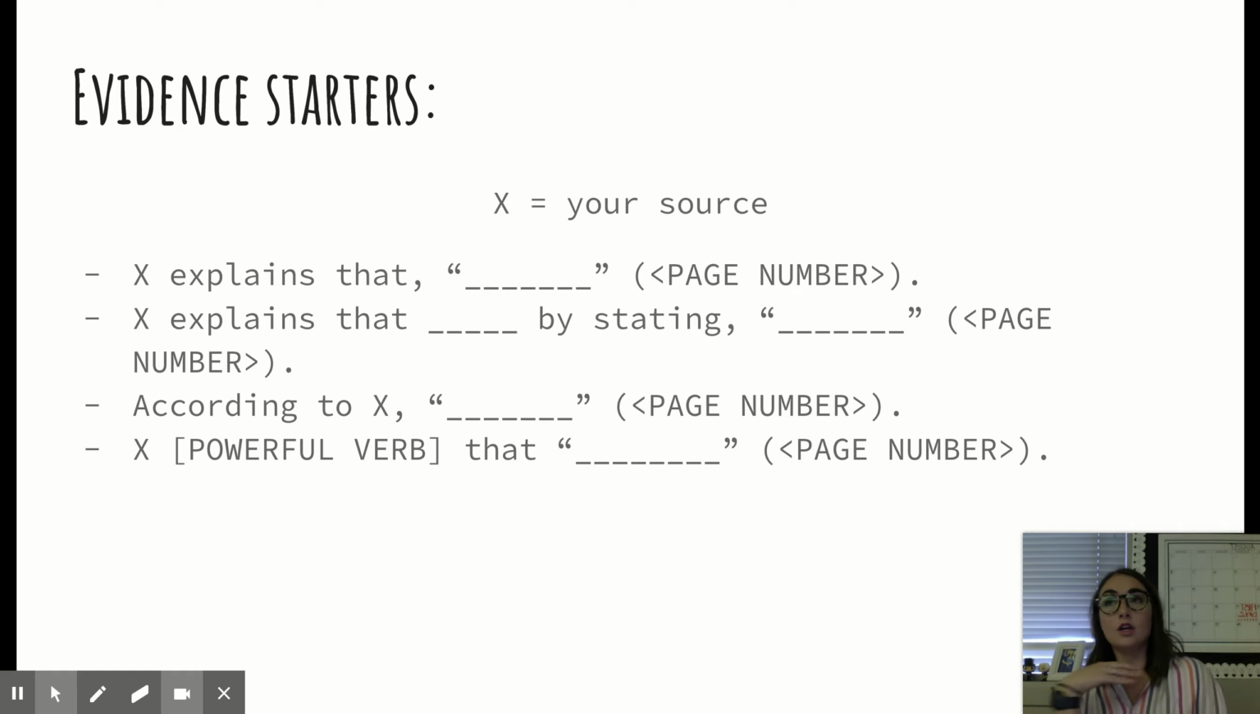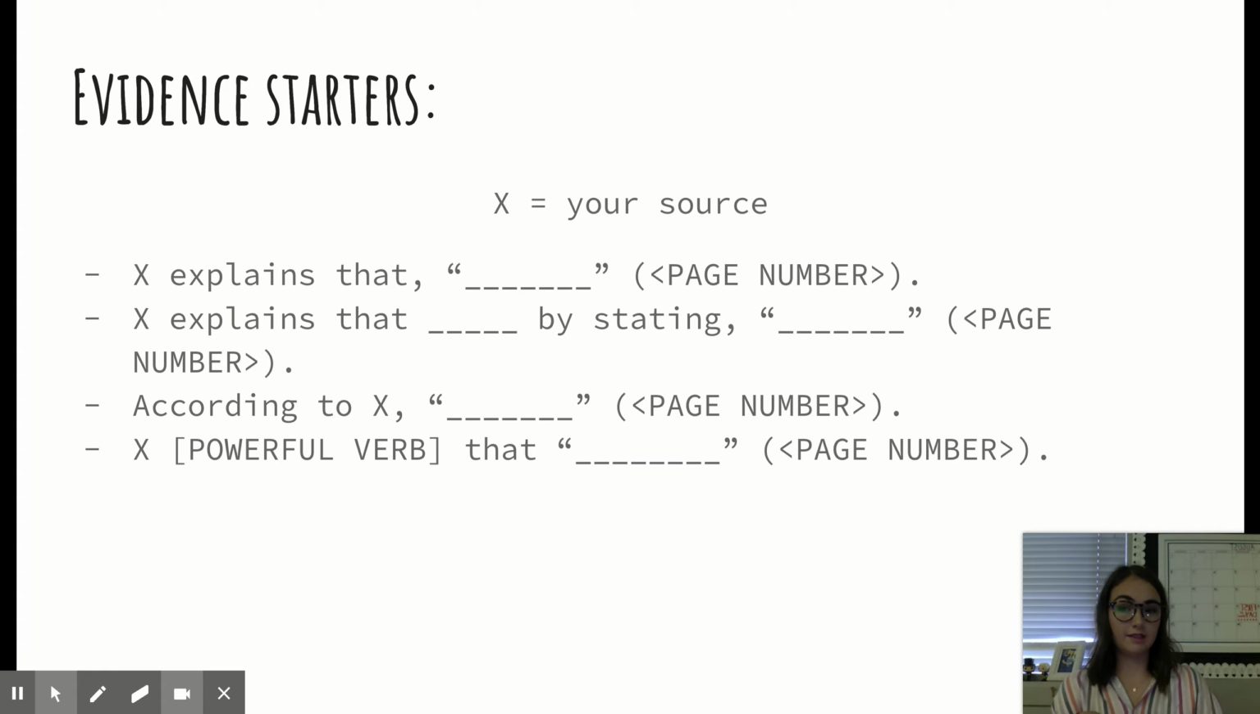All right, and so writing your evidence, you're going to use what we call evidence starters. Wherever you see an X, that is going to be your source, okay? So if the article I was talking about was the Nile River, let's say that's the name of the article, I could say the Nile River explains that, and put a direct quote from that source right here, followed by the page number in parentheses. I could paraphrase something by stating and then put direct quotes. I could say, according to the Nile River, another direct quote. Or I could get a little fancy and say, the Nile River, use a powerful verb, that, and use a direct quote.